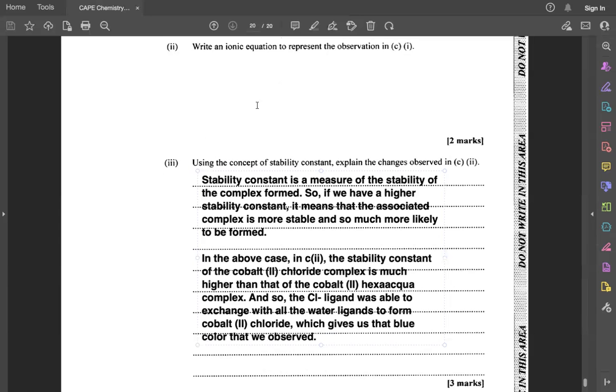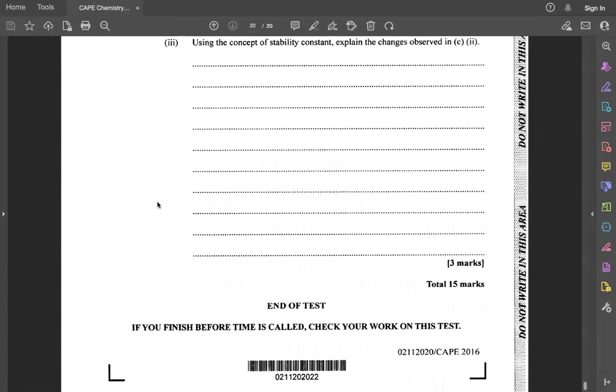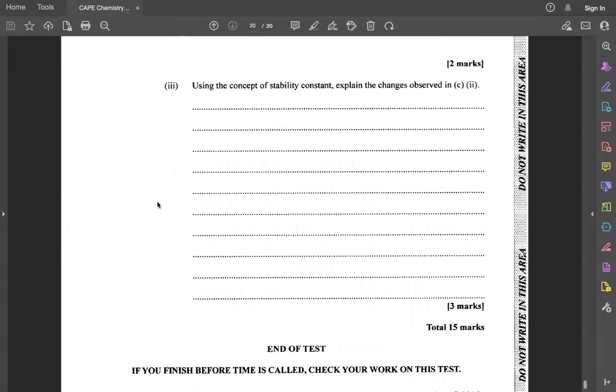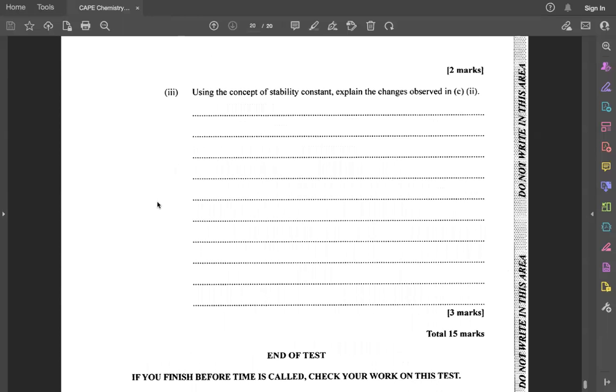And so let's scroll down and see if there's anything else. I'm just going to clear this first and then scroll down. And that's it, guys. We are at the end of the June 2016 past paper marathon.